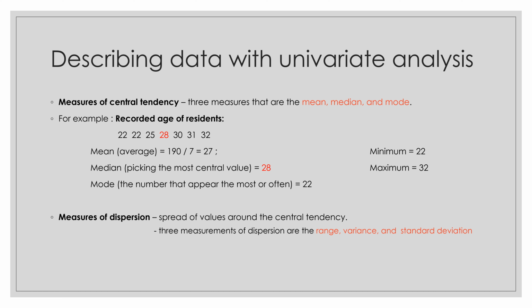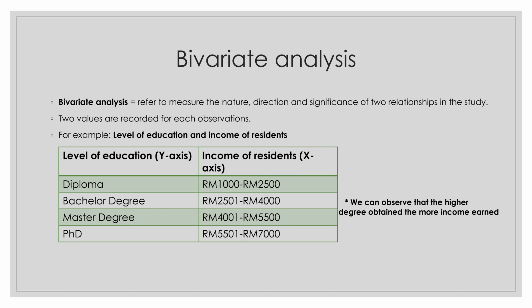Apart from that, we can also conduct univariate analysis by using measures of dispersion, which is the spread of values around the central tendency. Three measurements of dispersion are the range, variance, and standard deviation. Now we look at bivariate analysis. Bivariate analysis refers to the nature, direction, and significance of the relationship between two variables in the study. As we know, univariate involves only one variable, while bivariate involves two variables at a time that we want to measure.